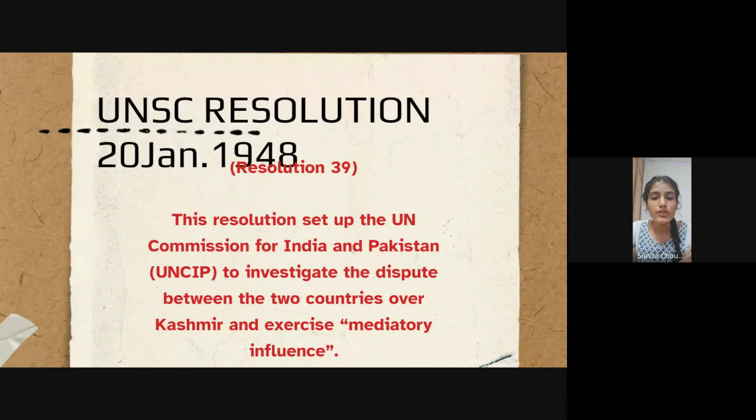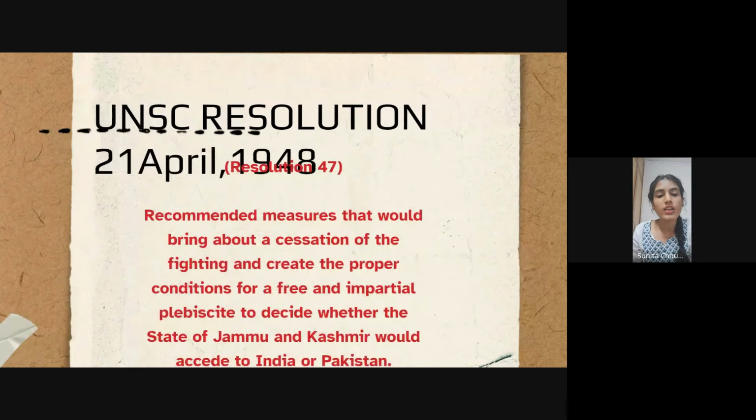Next, Resolution 39, and this resolution came up with a commission which was set up to investigate the dispute between the two countries over Kashmir and exercise mediatory influence. The commission's name was the UN Commission on India and Pakistan. Finally, Resolution 47, and this recommended measures which both the nations need to take. And during this time, this resolution talked about a plebiscite to be conducted in the Jammu Kashmir region.